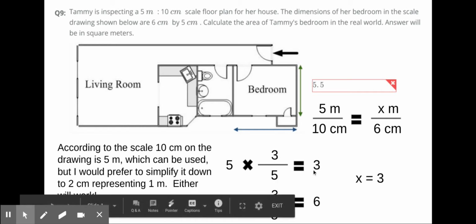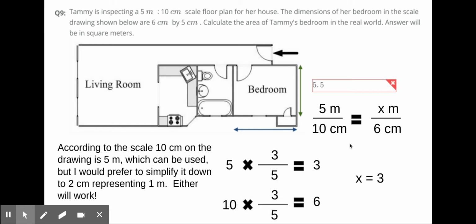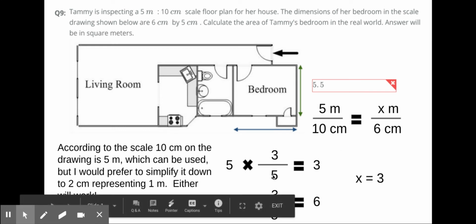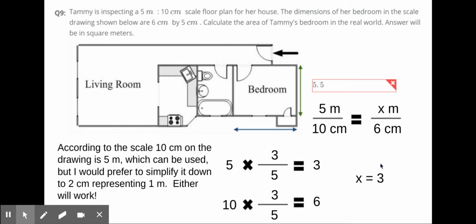Think about down here, at the bottom where I have it drawn. You'll see how it cancels out. 5 and 10 becomes 2, and 2 times 3 is 6. Likewise, right here, 5 and 5 cancels, you're left with 3, and so x is going to be 3. So we got 3 meters on that one side where it's 6 centimeters. So 6 centimeters is 3 meters.